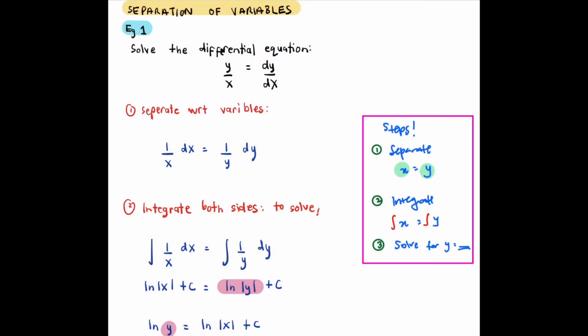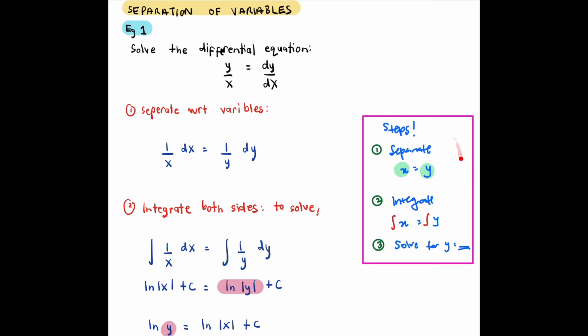Now let's demo the separation of variables. This is example 1. It says solve the differential equation y over x equal to dy over dx. So this is a first order differential equation because you have the term dy over dx. So let's see here what you should do.